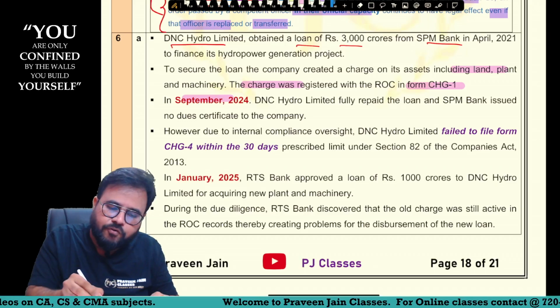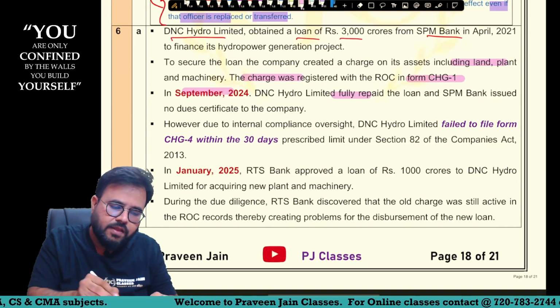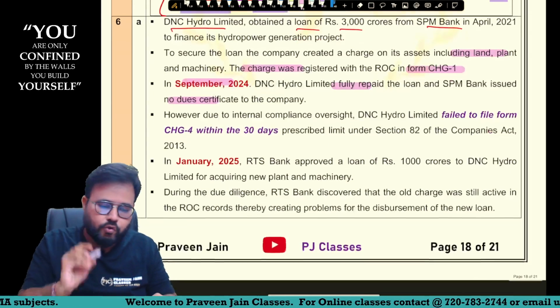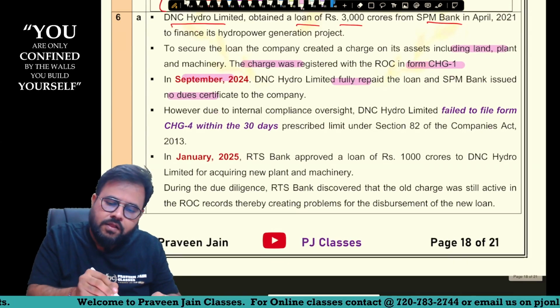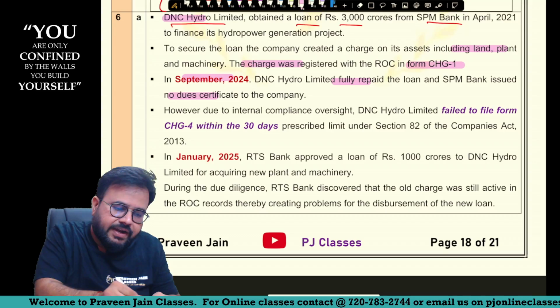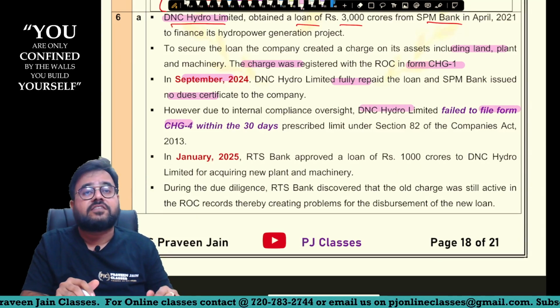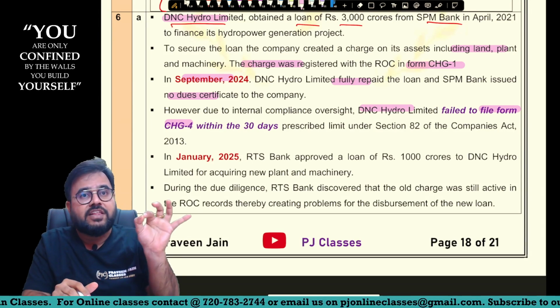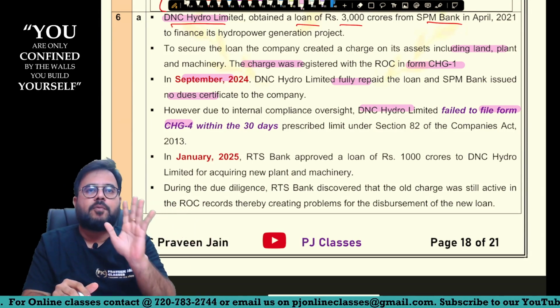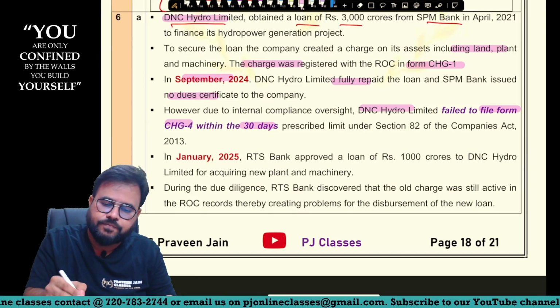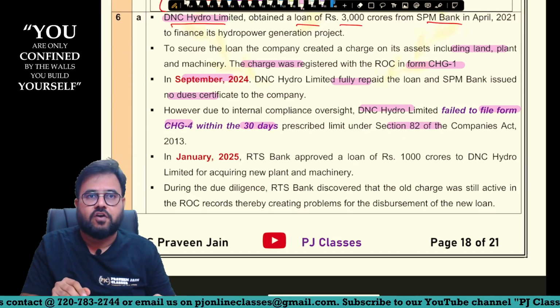September 2024 May, they fully repaid the loan, sir. And the bank has also issued a no due certificate, sir. Great. Then later on, this company, DNC Hydroelectric, failed to file CHG4. Now, what is CHG4? As per section 82, within 30 days, you have to file the form of satisfaction of charge. And within 30 days, it was not filed, sir.